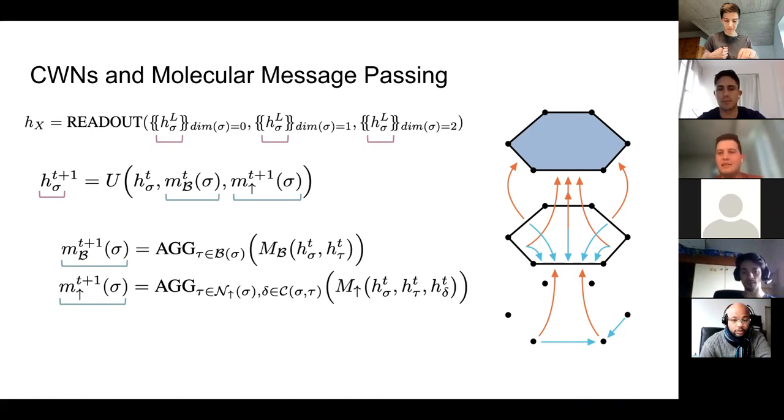This formulation doesn't stop you from doing what you suggested. The U update function could still take these two messages and take their average or something, and the message could be just a sum, and then that makes it like what you suggested. Yeah.